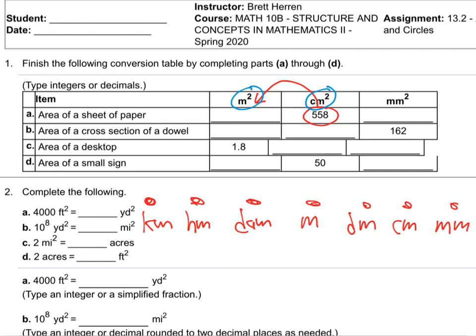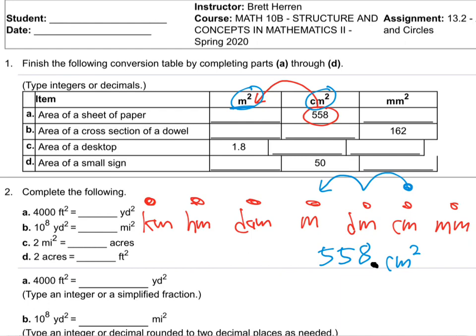Well, let's give it a try. If you're going to jump from centimeters back to meters, that's 2 jumps to the left. So I'm going to take that 558 square centimeters. Where's the decimal right now? When we don't see the decimal, where is it always? At the end. It's right there, right? So I'm going to take that decimal, and I'm going to jump from centimeters back to meters, which is 2 jumps to the left.